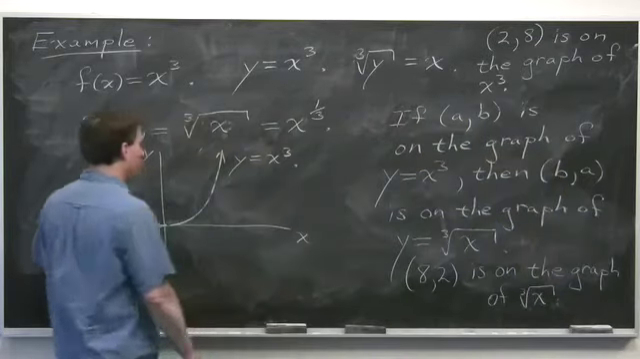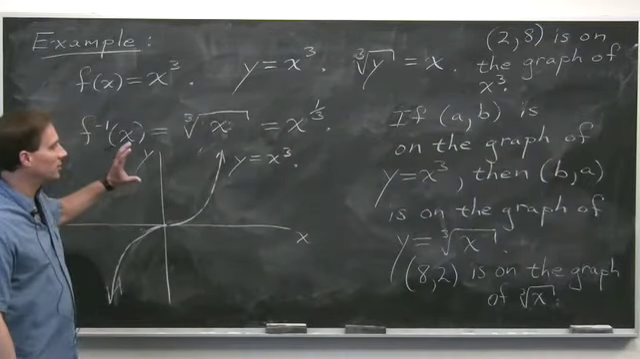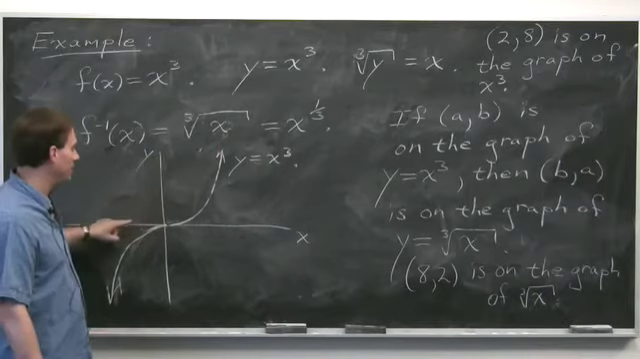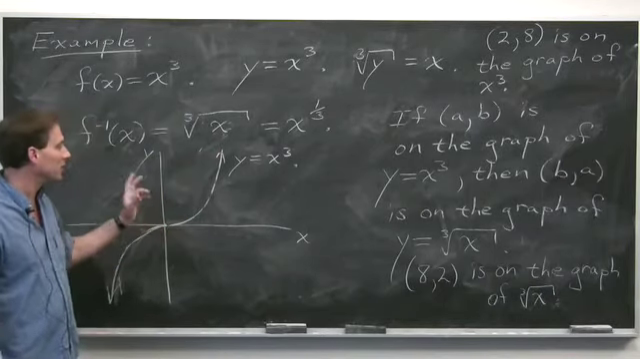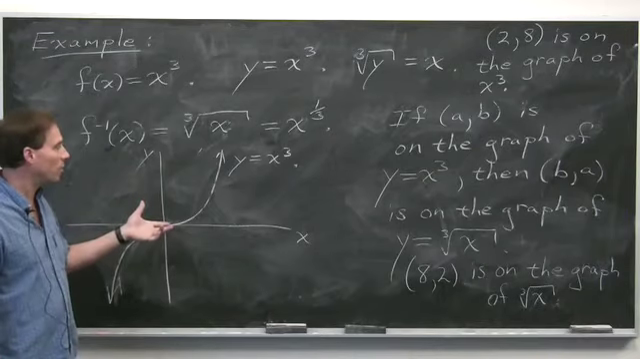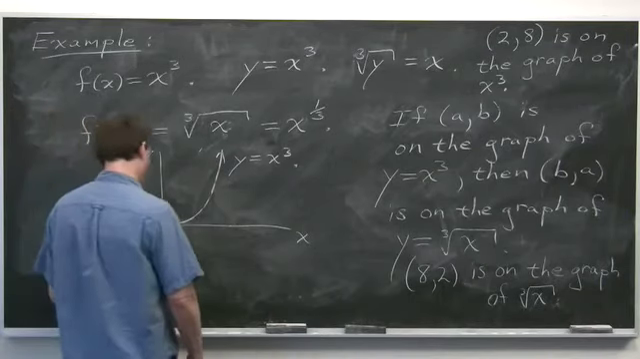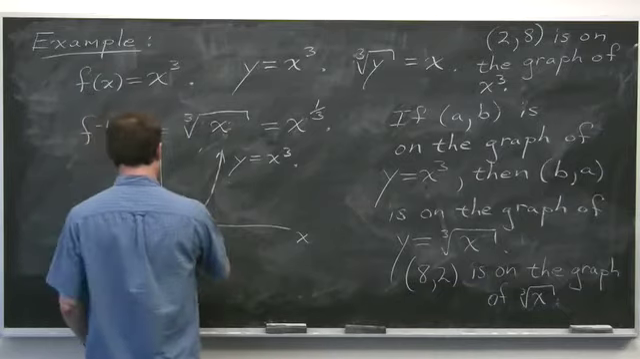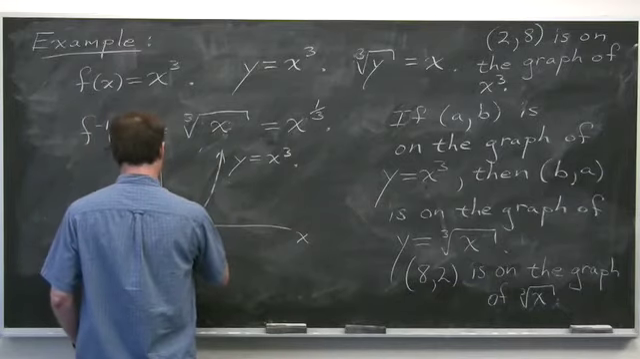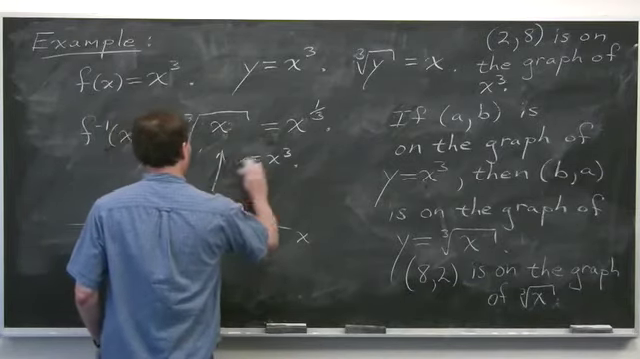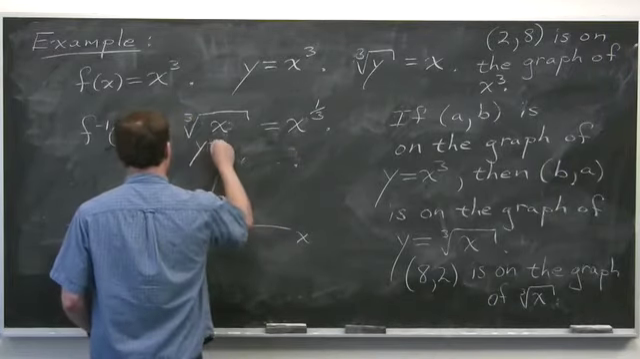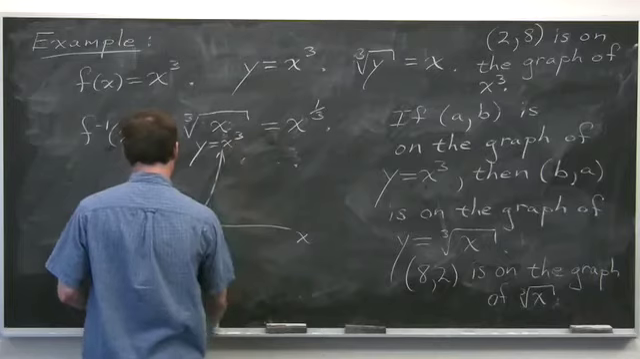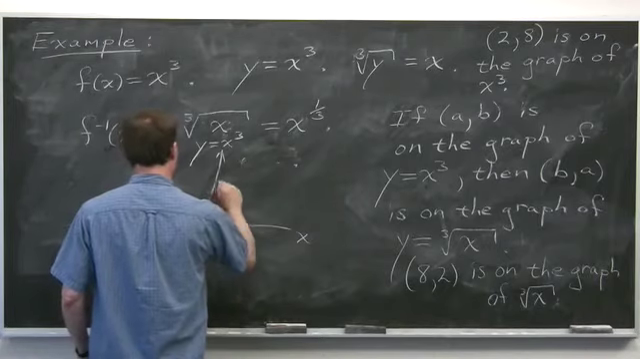So how does that mean the graphs are related? It means if a point (a, b) is on this graph, the point (b, a) should be on the graph of the inverse function. It means you switch the x and y coordinates. And what that means is if you take the line y equals x, this would be those points that when you switch the x and y coordinates, you get the same thing. Here's the line y equals x.